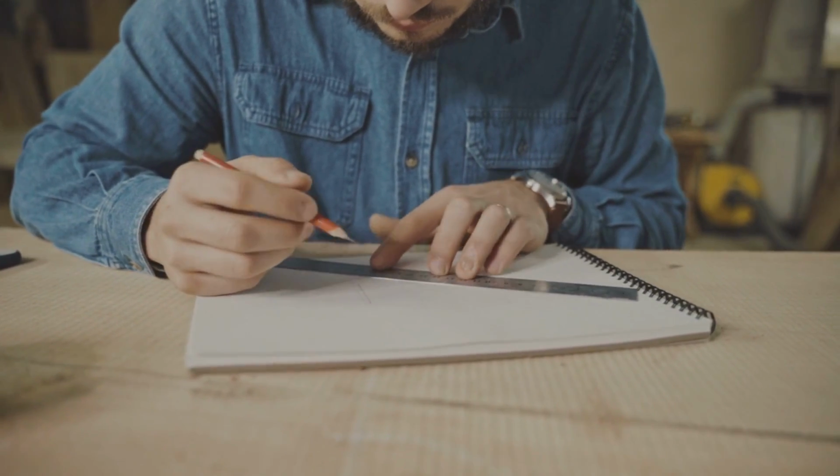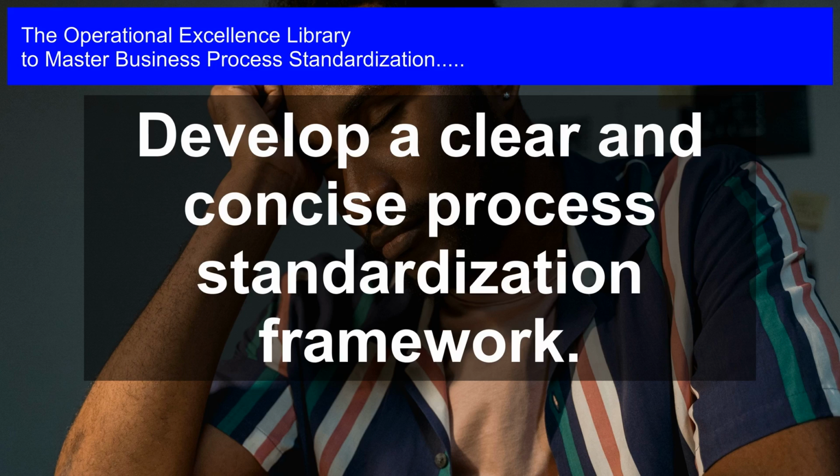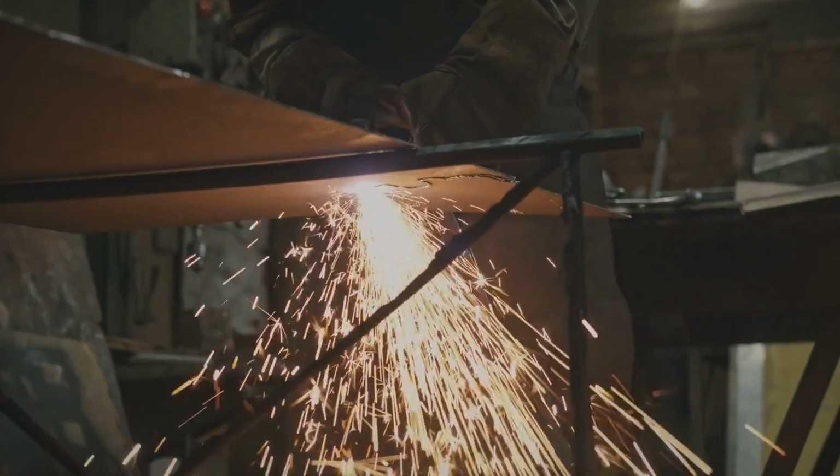4. Determine compliance and regulatory requirements. Ensure standardization meets all relevant regulatory and compliance requirements. 5. Assess organizational goals and objectives. Align process standardization with the organization's overall strategy, mission, and vision.